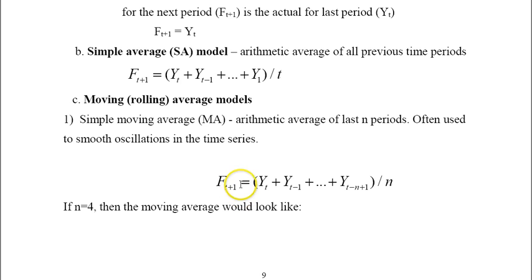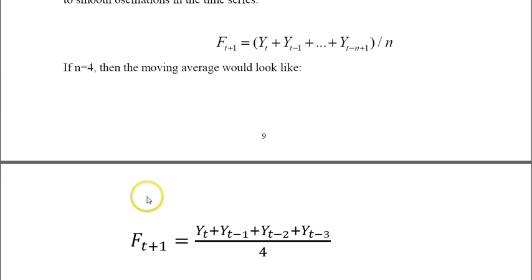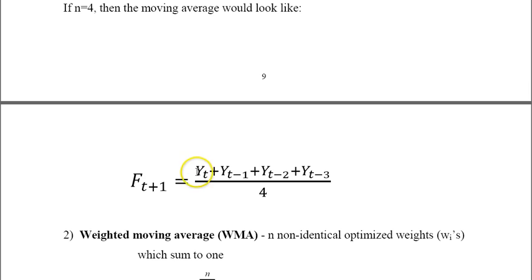So ft plus 1, I can take the last period t, the one before it, all the way back n periods, and divide by n. So if n equals 4, then my moving average would look like this: ft plus 1 equals yt, yt minus 1, yt minus 2, yt minus 3. You see that I have the total of the last 4 months divided by 4. So this gives really the same weight for each of the 4 months, which is 1 over 4, 1 over 4, 1 over 4, and 1 over 4.